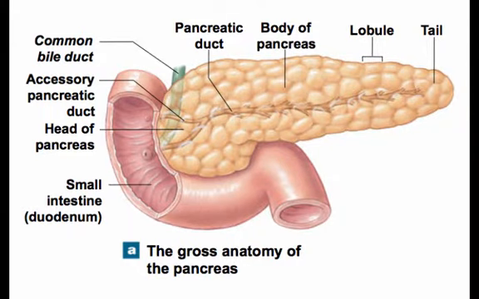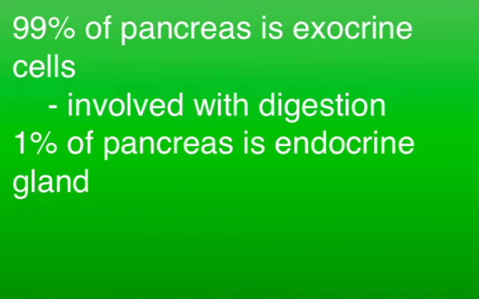The pancreas is an organ that lies between the inferior border of the stomach and the proximal portion of the small intestine. The pancreas is both an exocrine gland and an endocrine gland, though 99% of its volume is exocrine cells, while only 1% of its volume is endocrine cells.